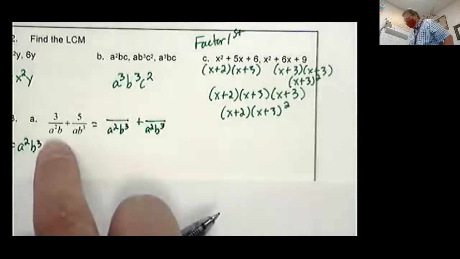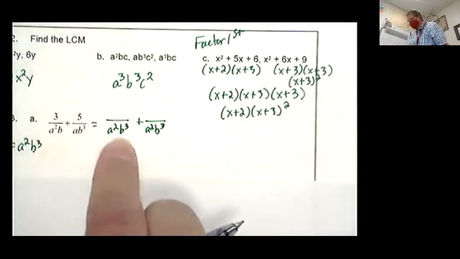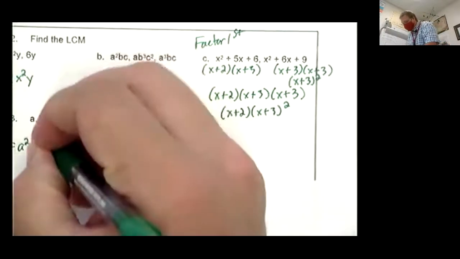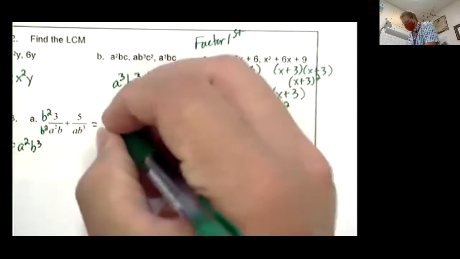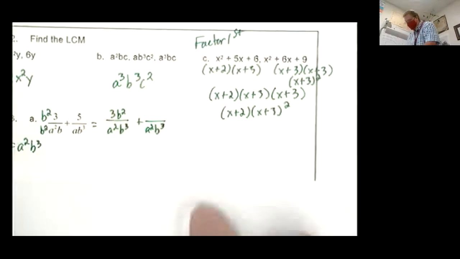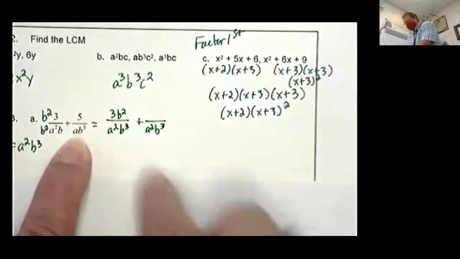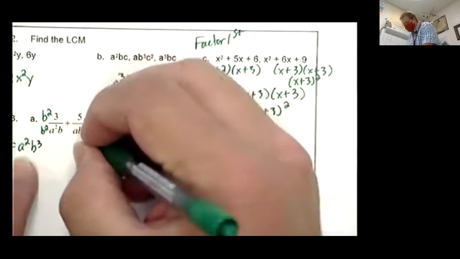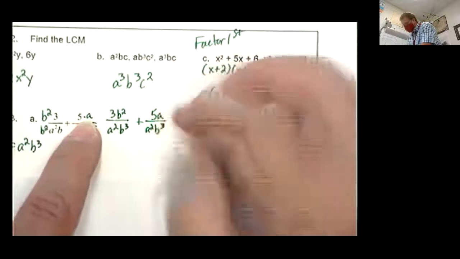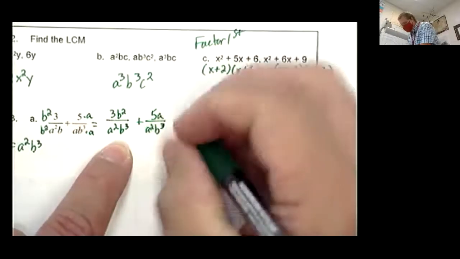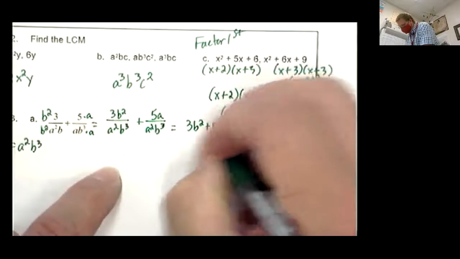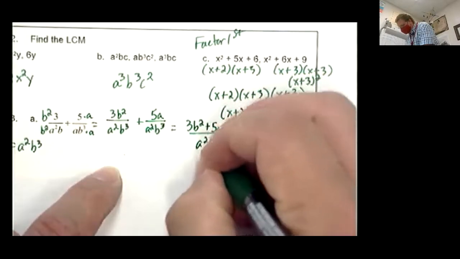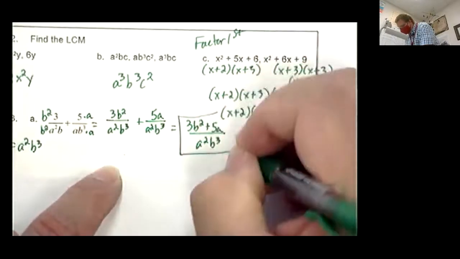What are they missing? For a squared b to be a squared b cubed, it needs a b squared. If we multiply it to the bottom, we have to multiply it to the top. So here we have a 3b squared. The ab squared is missing what? It's missing the second a, so we're going to multiply by a. And so that's a 5a. Now we have common denominators, and we just need to add the numerators. 3b squared, they don't really combine, it's just that, over a squared b cubed. Nothing cancels, we're done.